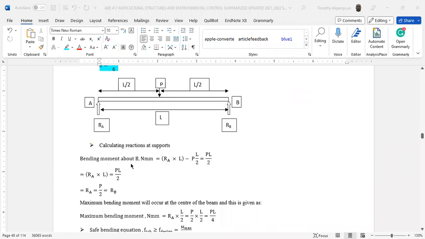Okay, let's come back here now. Look at your beam here. The total length of the beam is L. The load is acting at the center. That means the distance from the load to end B and end A is L divided by 2, since it is acting at the center.